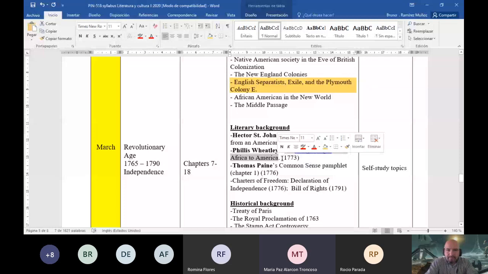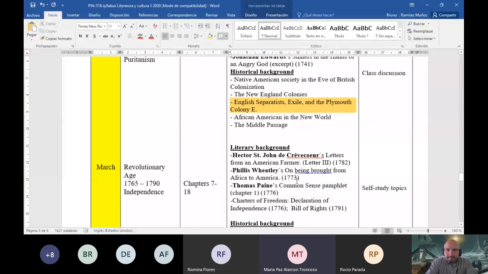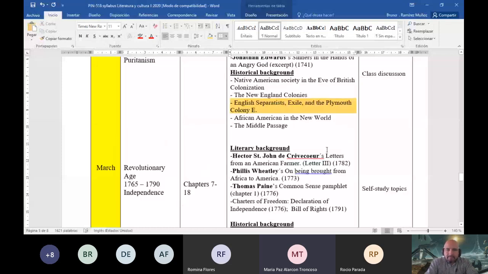Which ones? Oh, those ones. No, I didn't. I just attempted to read the historical background of the first part, the Puritanism. In fact, you also uploaded, I think, a PowerPoint, a PPT, and I got until the Revolutionary Age, which is also in that PPT. But I just did the part of Puritanism.